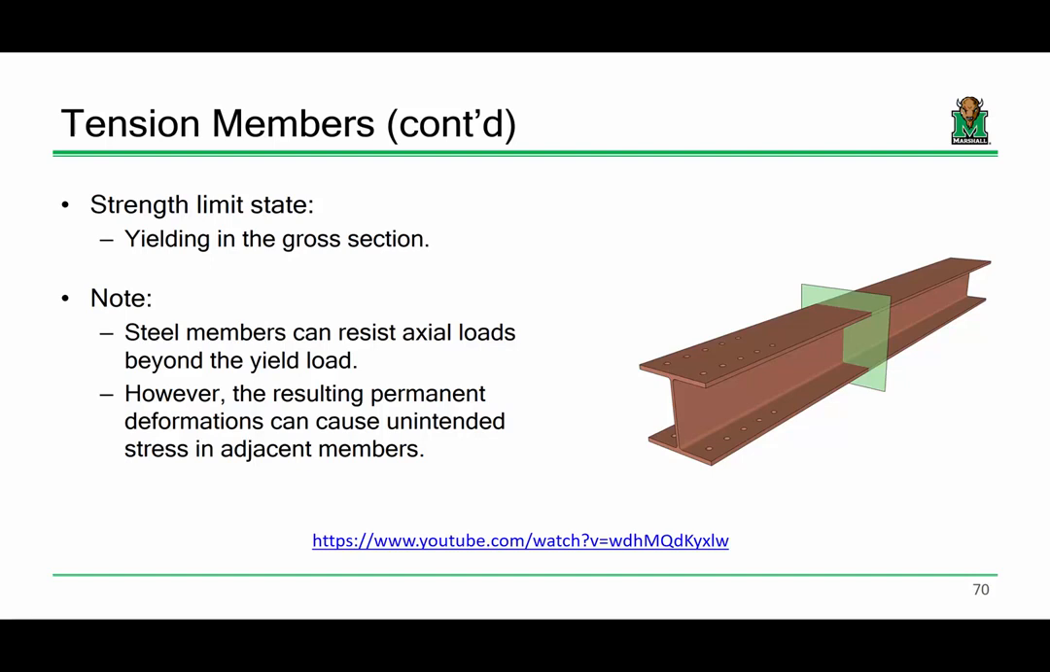So the gross section is the main body of the member, the sections that are away from the connection. And basically, once those sections hit a stress equal to Fy, we determine that the section has failed. Okay, and so for that, ultimately we'll compute like a phi-Pn, like a factored resistance. We'll do the same thing for a couple other limit states, and then the lowest one is what's going to determine what the maximum capacity is. But we'll take it one step at a time.